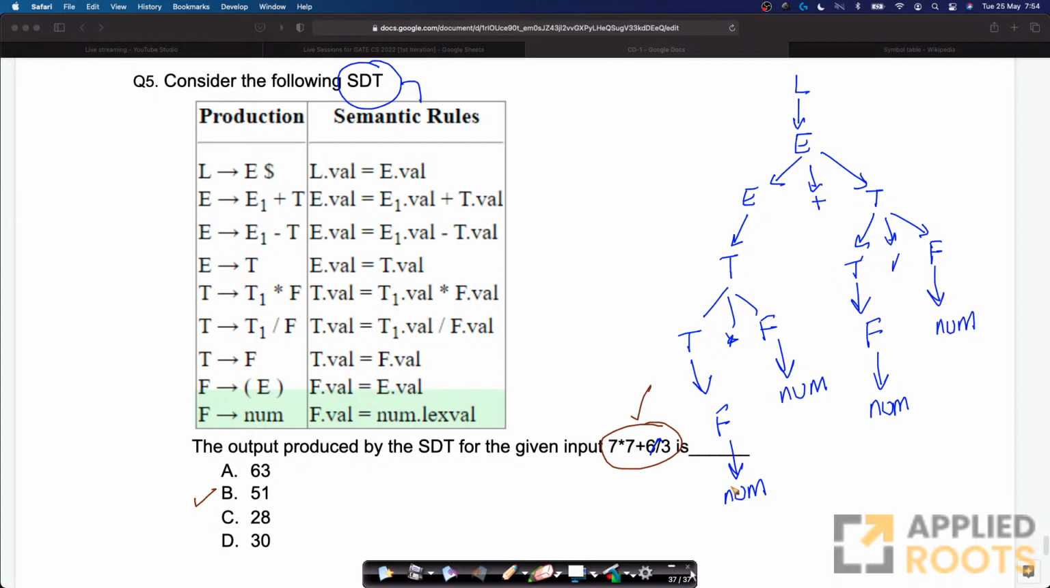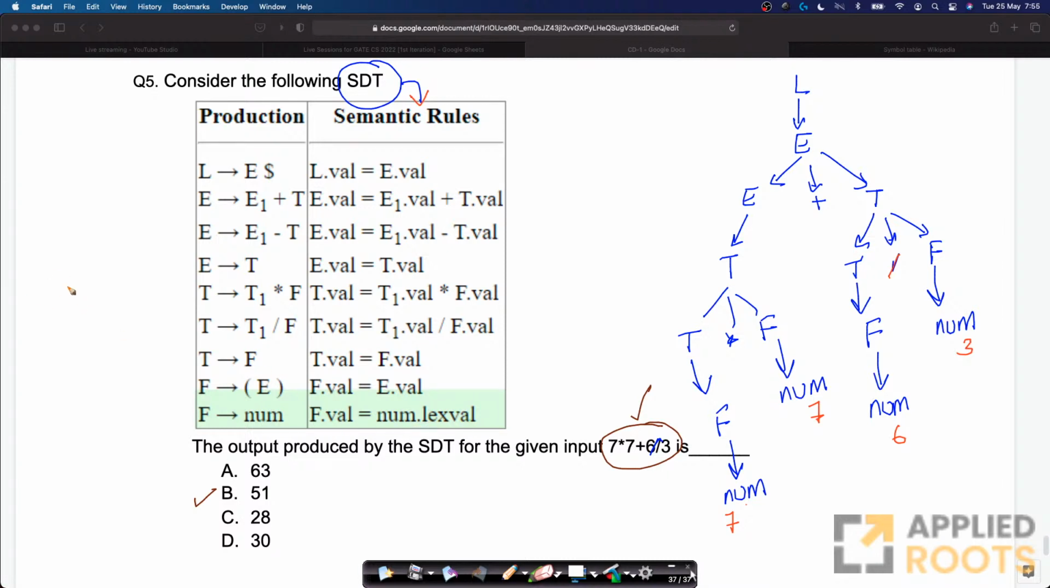So let's go step by step. What is our first number? 7 here. This number is 7. So 7 into 7 plus 6 by 3. Just apply your syntax directed translation. So what does this say? This says F.value equals num.lexval.